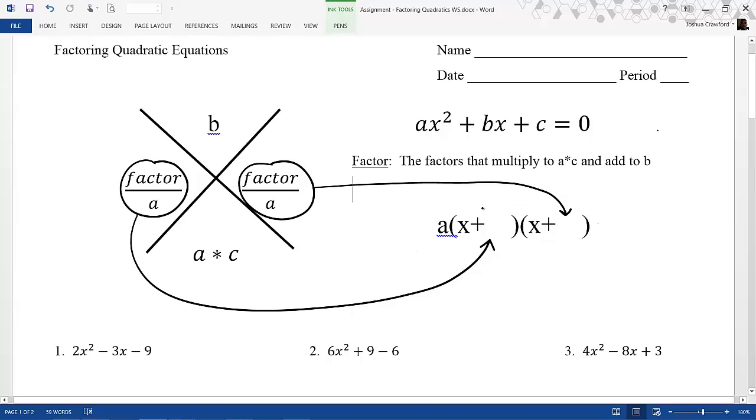Now, pretty easy. B goes on top, B. A times C goes on the bottom. Fractions on the side are divided by A. And then the numerators of our fractions will be the factors of A times C that add to B. Cool? Cool. Okay, so let's get started.